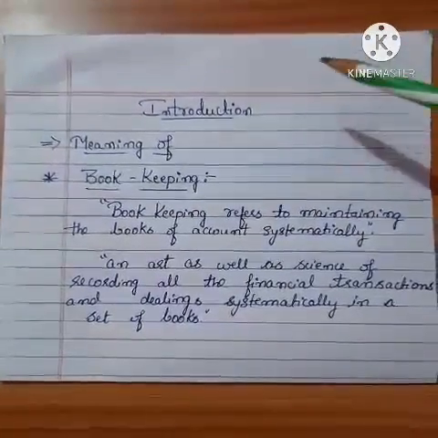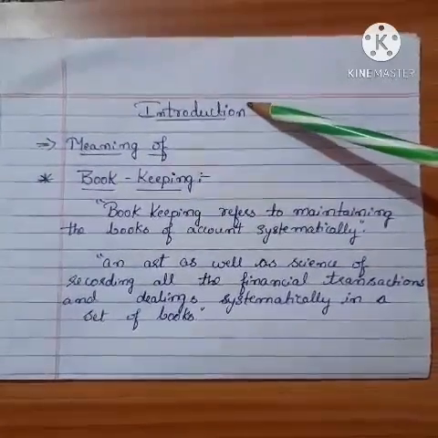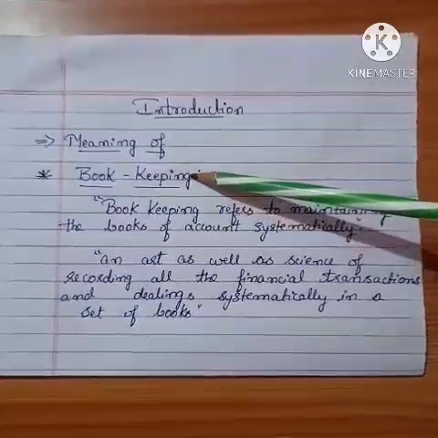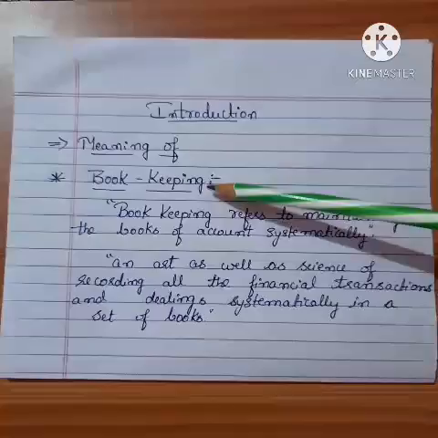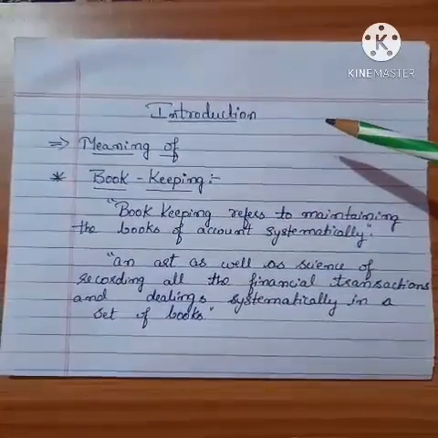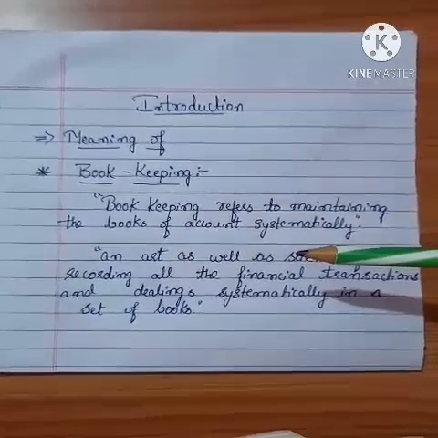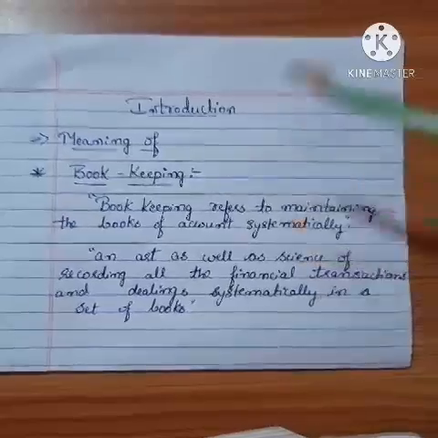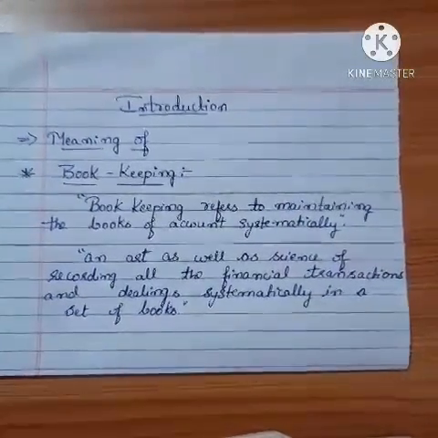Now let us cover one by one the introduction part, that is different terms and different concepts and their meaning and definitions. Let us see the first term, that is bookkeeping. What is bookkeeping? Everybody knows that. Bookkeeping refers to maintaining the books of accounts systematically, and bookkeeping may also be defined as an art as well as science of recording all the financial transactions and dealings systematically in a set of books.